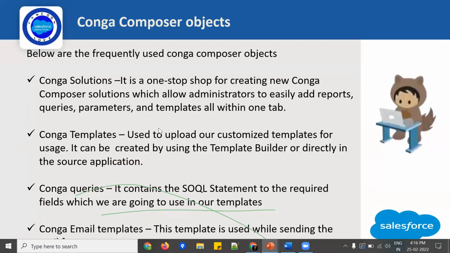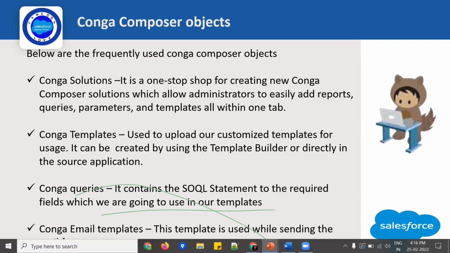It is used to upload customized templates. We can directly download it from the template builder, or use it directly in the source application. Source application means you can directly add the Conga template in the Conga Solution itself, or you can add it as a template in a separate object. There is a separate object called Conga Template. There too you can download or upload your document as a PDF or Word in the notes and attachments section. So this is the Conga template usage.